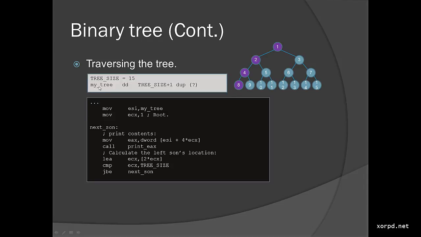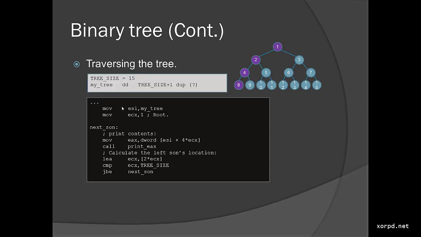First, the representation of the tree in the memory. We define tree size to be a constant, which will represent the size of the tree. Here the size is 15. And then we define this linear memory construct, which is just going to be tree size plus 1 D words, which is exactly 16 D words in this case.